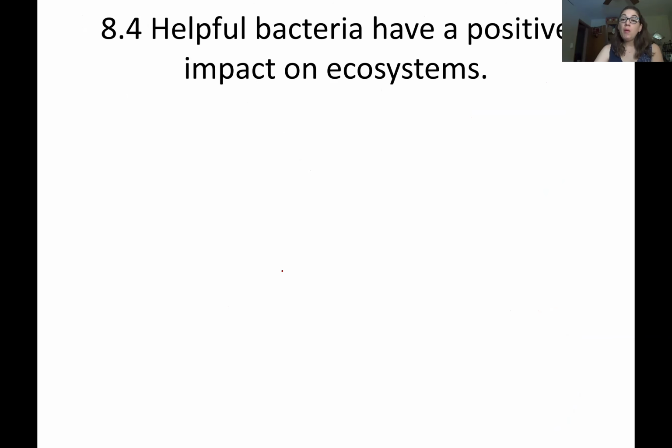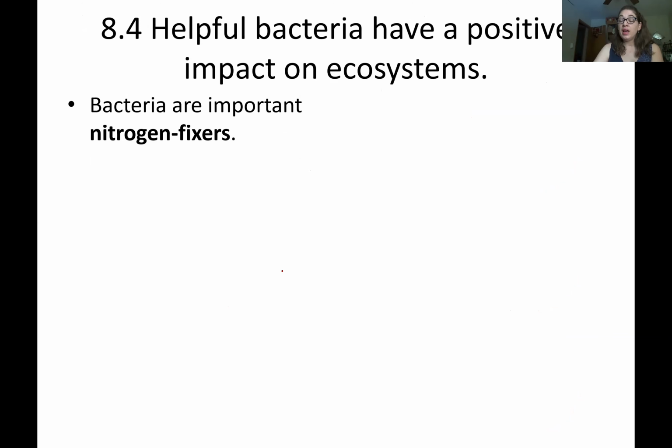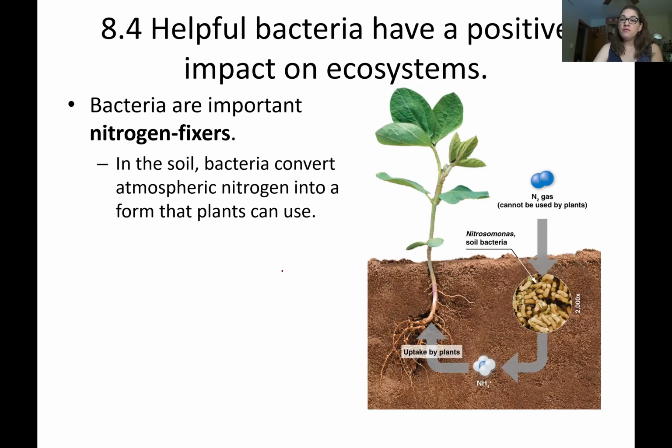Okay, helpful bacteria. We're going to talk about some examples of helpful bacteria. Bacteria can be nitrogen fixers. They convert the nitrogen gas from the atmosphere in the soil to a form that can actually be used by plants. Then it's taken up by the root system and incorporated into the plant.